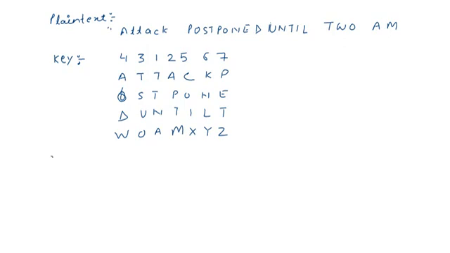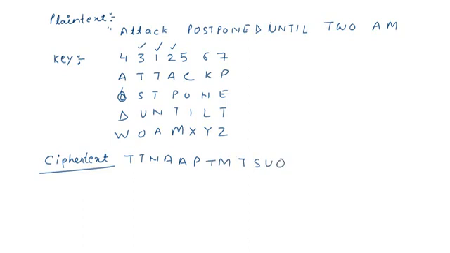Now, how do we find the ciphertext? Wherever you have 1, that column is written first: T T N A. The second column next: A P T M. Then the third column: T S U O. Then the fourth: A O D W. Then the fifth: C O I X. Then the sixth: K N L Y, and then the last one: P E T Z. So this is how we are going to encrypt it.